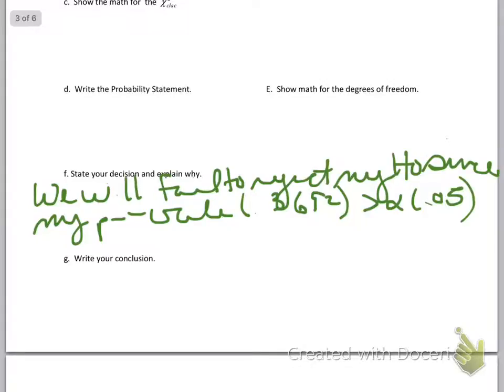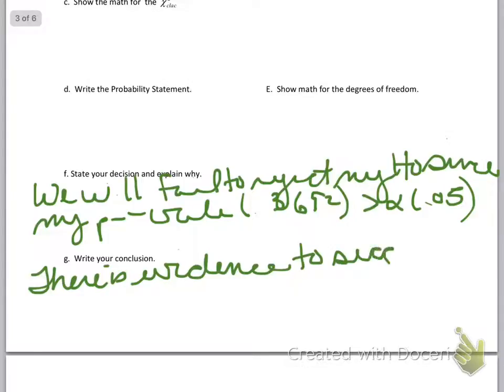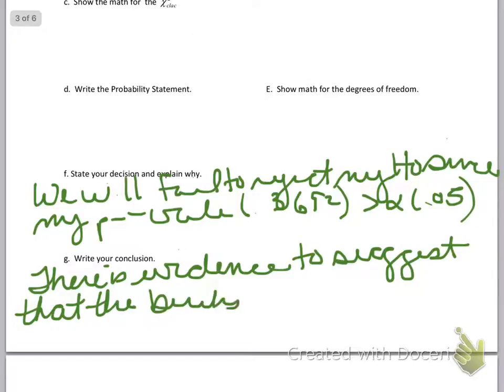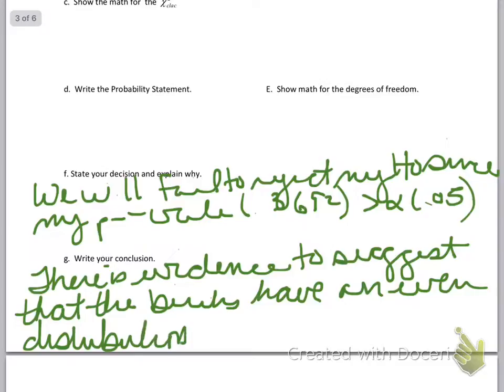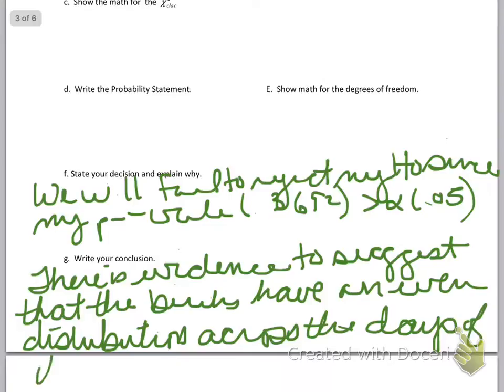And we're going to keep the H0, so there is evidence to suggest that the births have an even distribution across the days of the week. Okay.